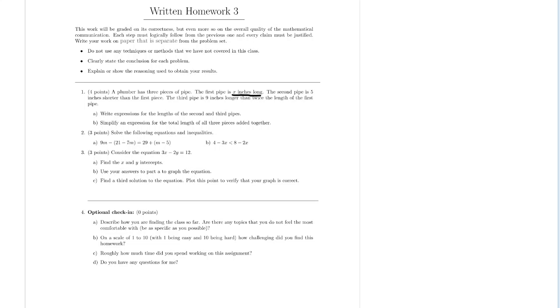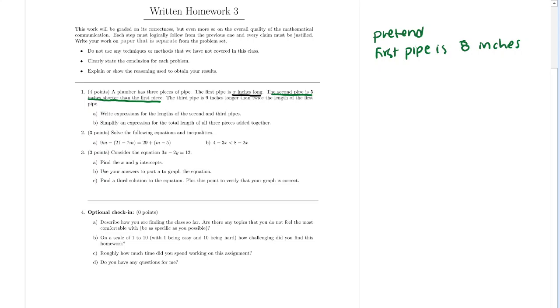Okay, so here we're tasked with writing expressions for the lengths of the second and third pipes. So here, this second pipe is 5 inches shorter than the first pipe. Right, so here, let's pretend. Sometimes it's hard to do things when there's variables involved. Let's pretend or imagine the first pipe is 8 inches long. I think this will just help us know how to build an expression for the length of the second pipe.